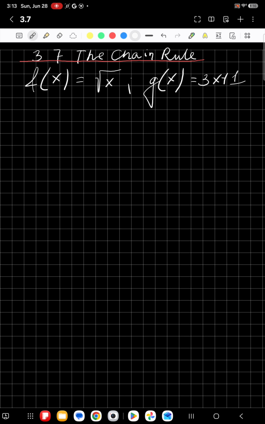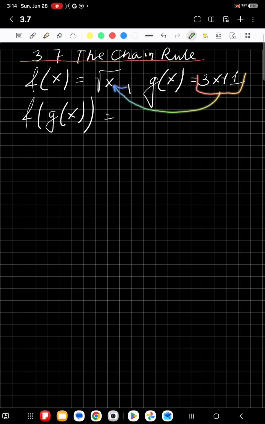If I want to put one function into the other, to create this composition of two functions, f of g of x, then g of x goes into f. So I'll have that square root, and then we have 3x plus 1. The chain rule just allows us to calculate the derivative of something like this.